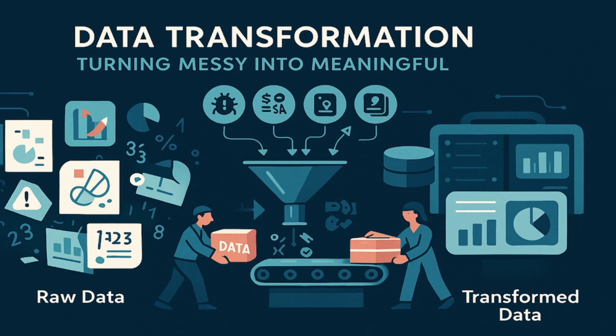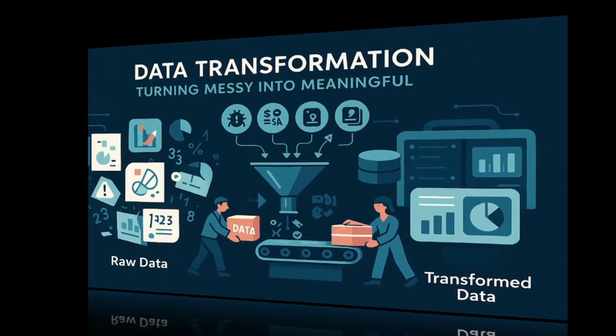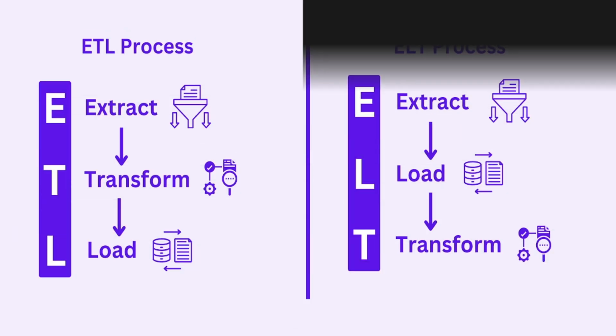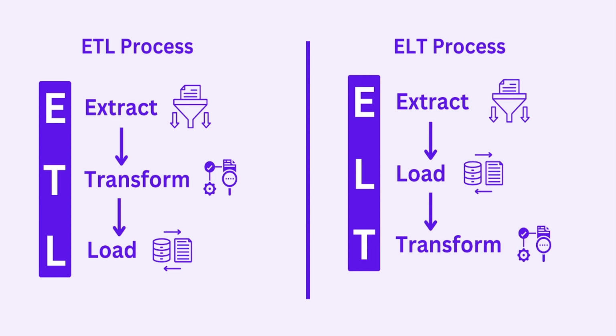You take messy, scattered, maybe even inconsistent data and turn it into something beautiful and uniform. This is where you fix errors, standardize formats, apply calculations like turning quantity x price into sale amount, join info from multiple sources, remove duplicates, and even enrich your data with extra details. You can do this in two main ways. ETL style, extract the data, transform it in a staging area, then load it. ELT style, extract and load first, then transform it directly inside the data warehouse.